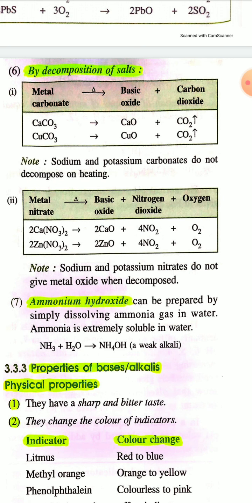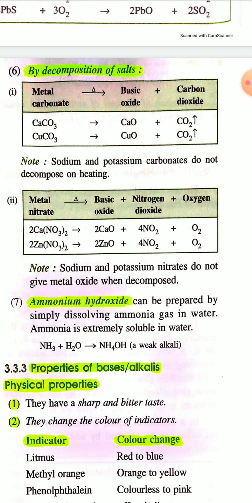For example, when metal carbonate is heated, it decomposes to form basic oxide and carbon dioxide. Some examples are calcium carbonate on heating, it will produce calcium oxide, that is CaO, plus carbon dioxide, CO2 gas. Copper carbonate on heating will produce copper oxide plus CO2 gas. Okay.